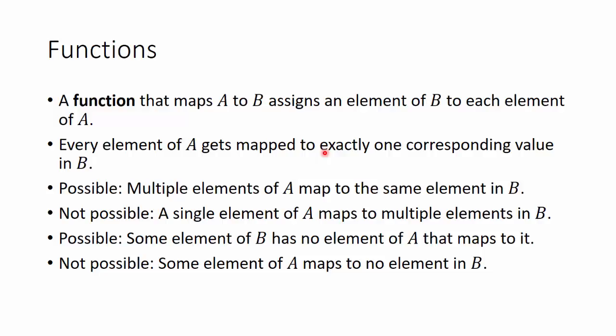It's possible that some element of B has no element of A that maps to it. So every element of A gets mapped to exactly one corresponding value in B, but there are possibly some values in B that don't get mapped to. It's not possible that some element of A maps to no element in B. Every element of A gets mapped to some element in B.